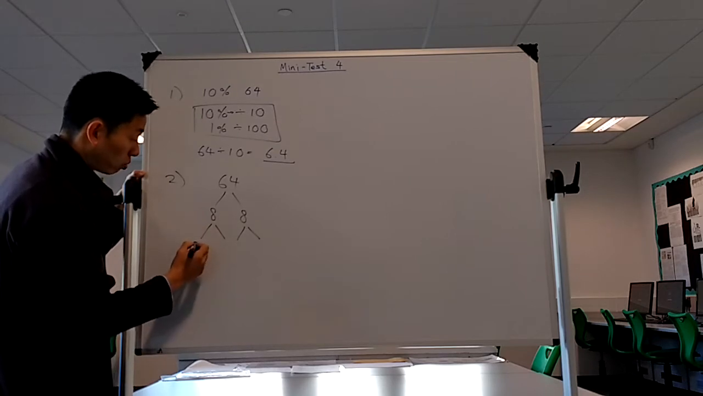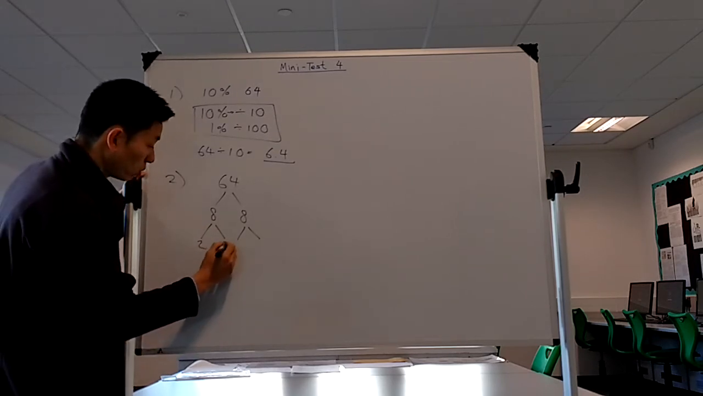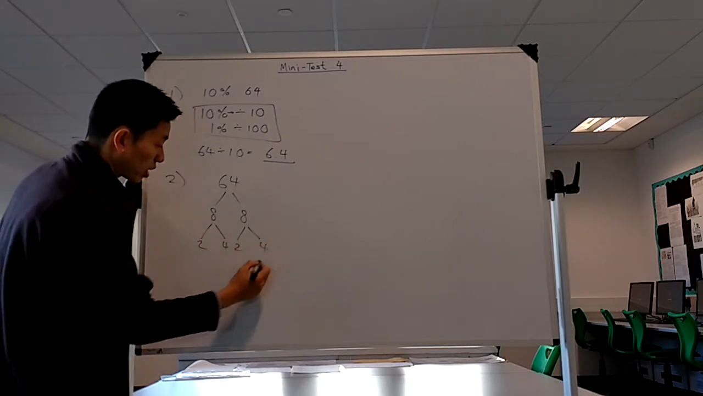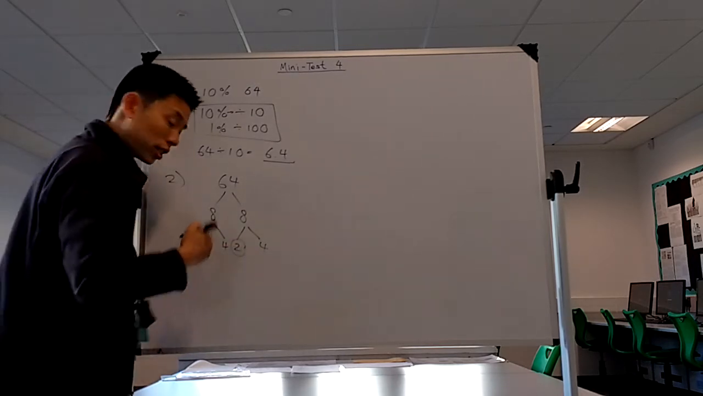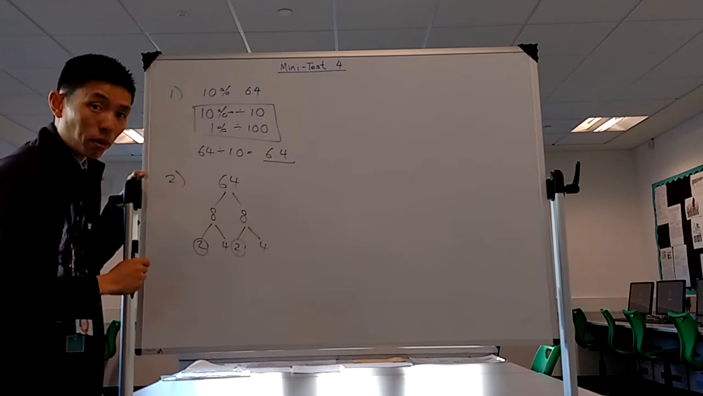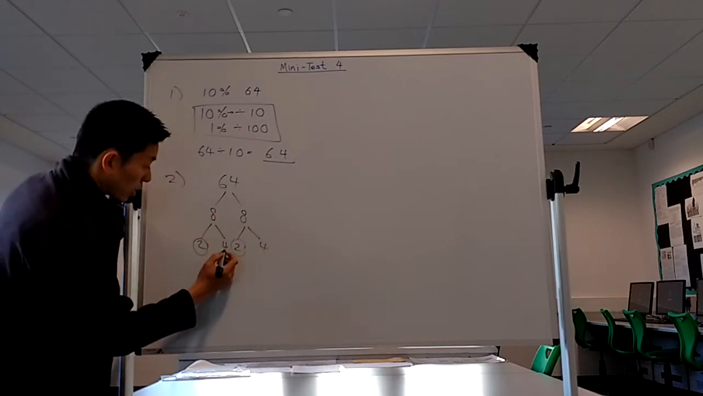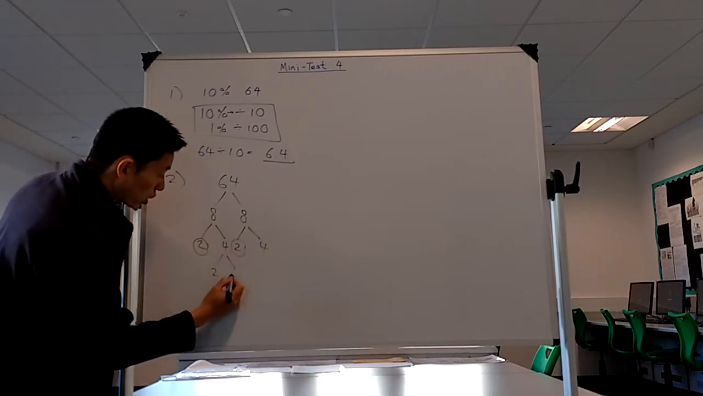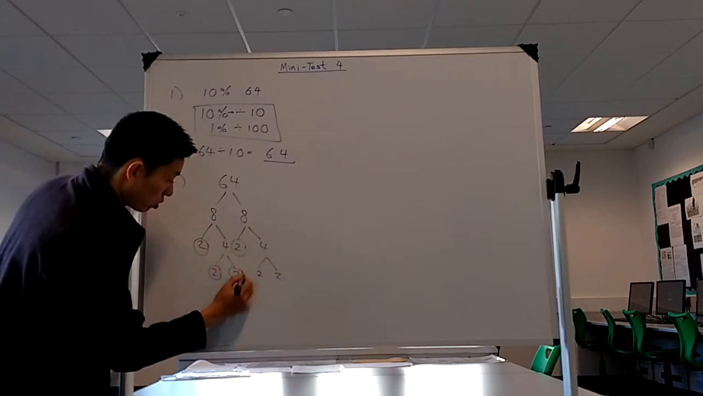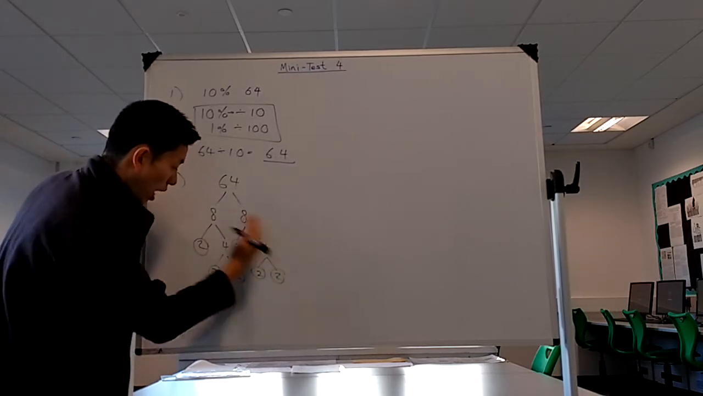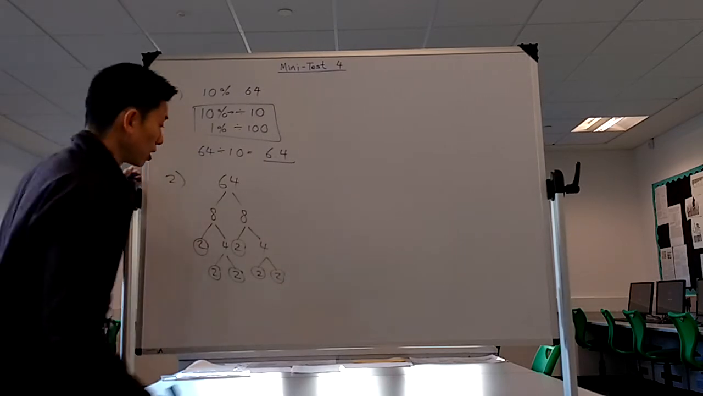So let's go for an easy one. 2 times 4 is 8. 2 times 4 is 8. Here's my first prime number. Just to let you know, 2 is the only even prime number. So 4 is 2 times 2, and 2 times 2. Circle the prime numbers, and that's our factor tree completed.